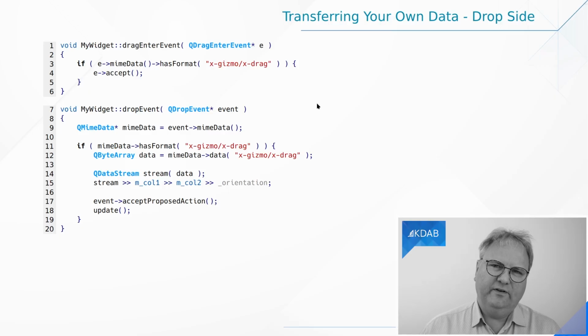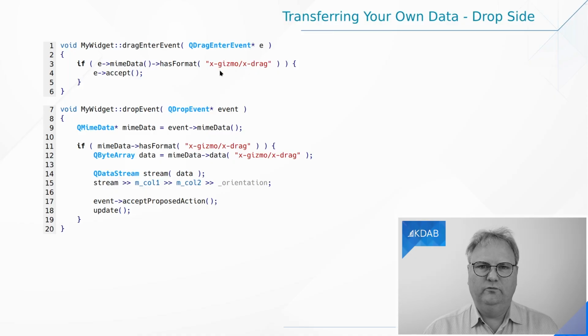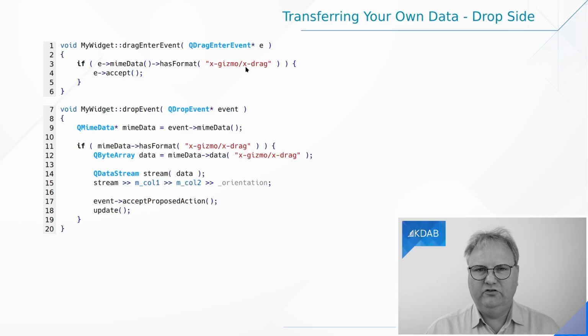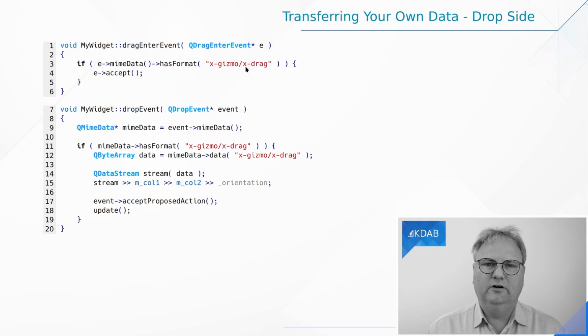and the drop side, of course, will have to decode the data in exactly the same format. So in our previous example, we saw 2 colors and an orientation, so we need to take out 2 colors and an orientation. And the first thing, of course, for the drop side is to test whether we can accept that kind of drag. So this time we are using hasFormat on the MIME data to test against the string that I had. And if I wanted to accept just a standard image/jpeg, then I could say hasFormat image/jpeg and then decode it, of course. But here I'm imagining that I'm dragging my own kind of data.